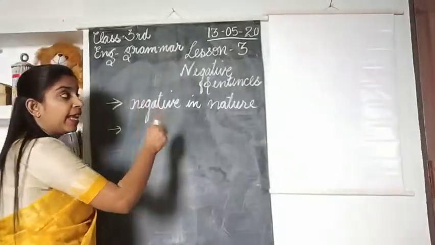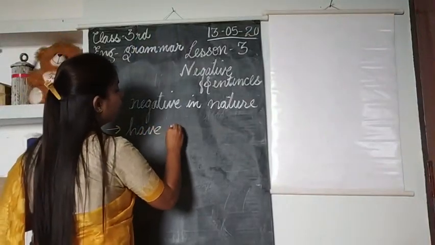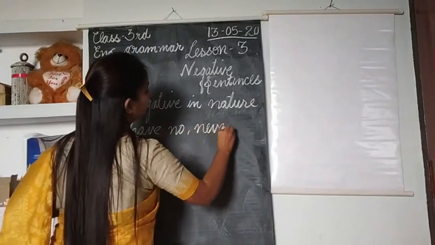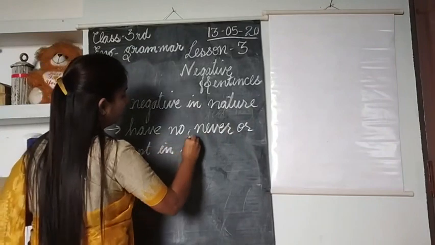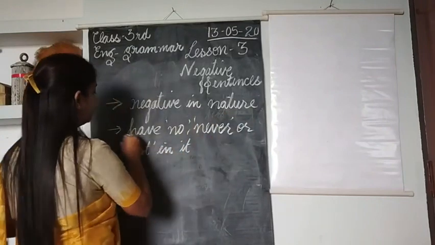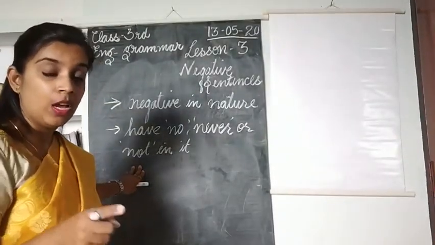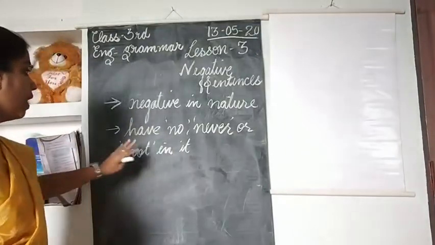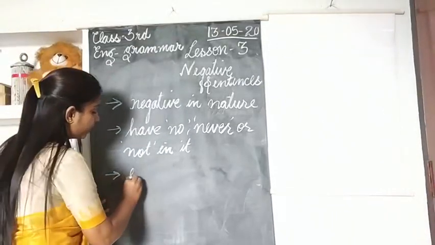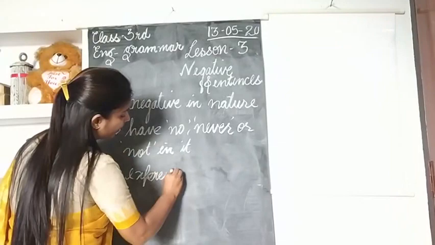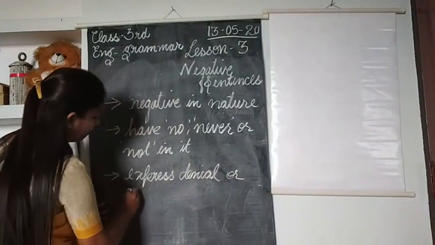Always remember, children, that negative sentences always have no, never or not in them. Any of these three words, if used in a sentence, makes it a negative sentence. And third, negative sentences express denial or refusal.